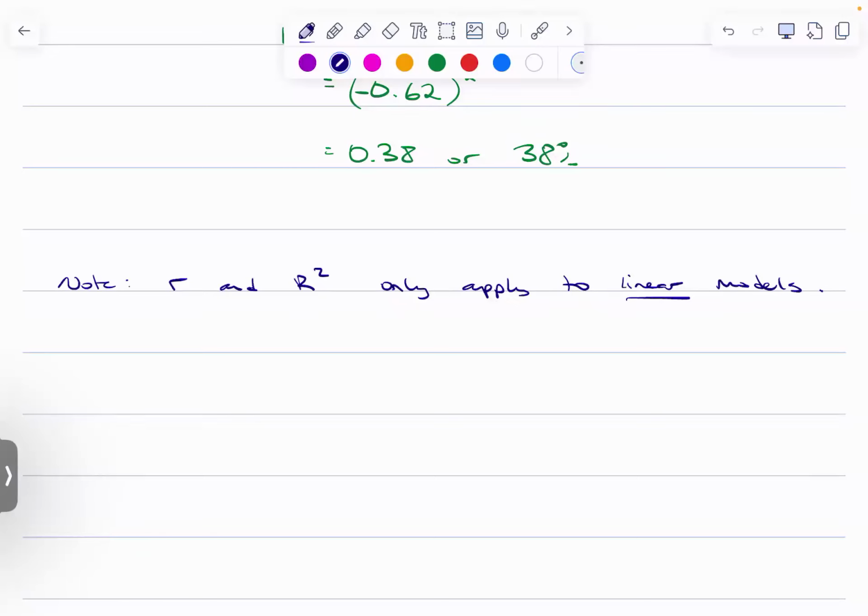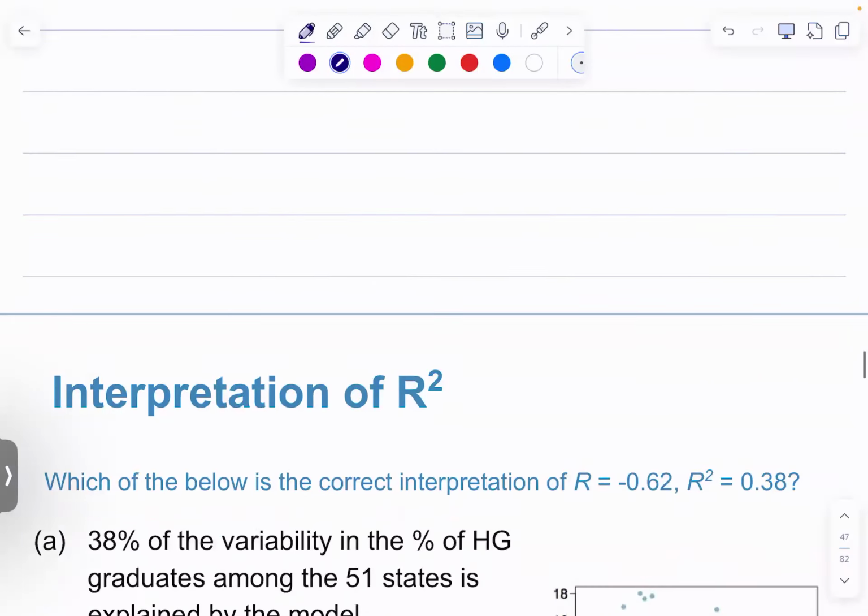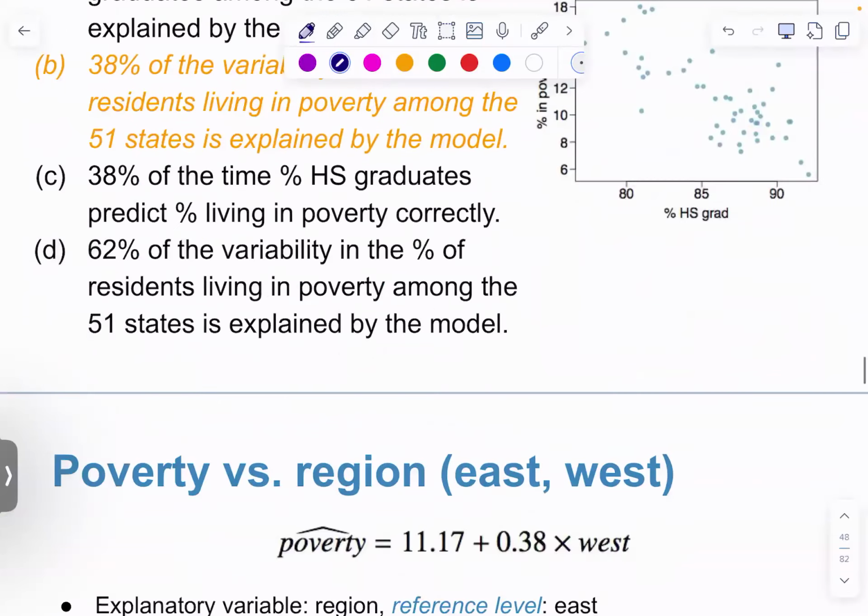But like a lot of things, these are kind of traps because you can always calculate these things. Just like we can always calculate the average or the standard deviation, but whether they're appropriate or not, that's our job to know. So just keep in mind that the correlation, especially R squared, only apply to linear models.